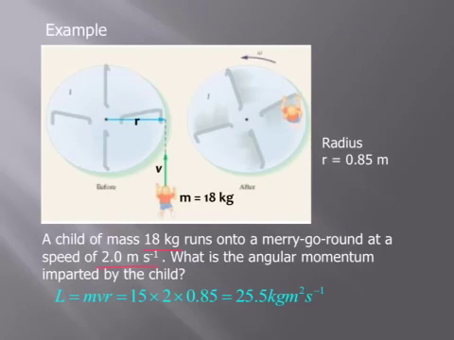Here we have a child running onto a merry-go-round. The question is, what is the angular momentum imparted by the child? And you just use that formula straight, and you get the final answer of 25.5 kilogram meters squared per second.